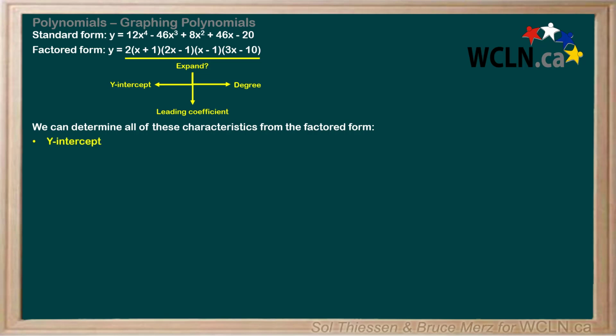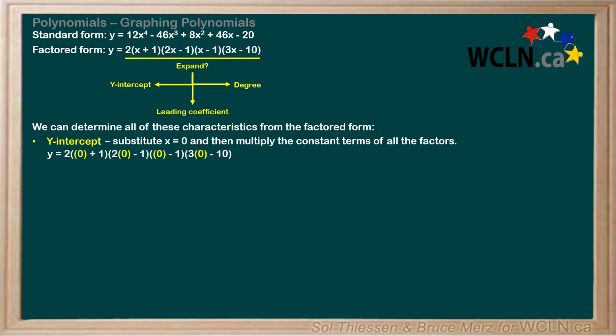The y-intercept can be found if we substitute x equals 0 and then multiply the constant terms of all the factors. For this example, the substitution looks like this, leaving us with 2 times 1 times negative 1 times negative 1 times negative 10, which is equal to negative 20. Lo and behold, this matches the constant term and y-intercept of the expanded form.